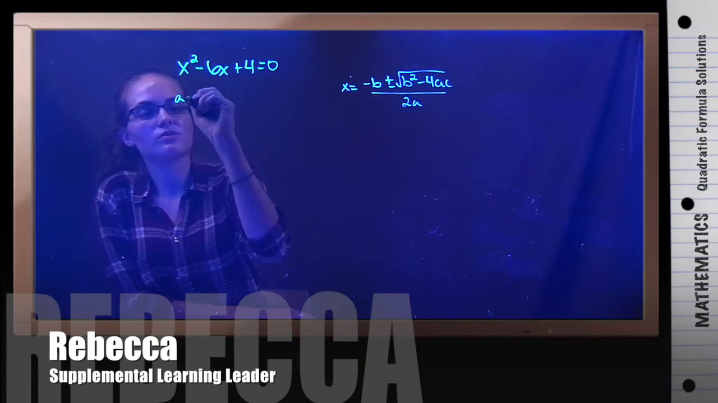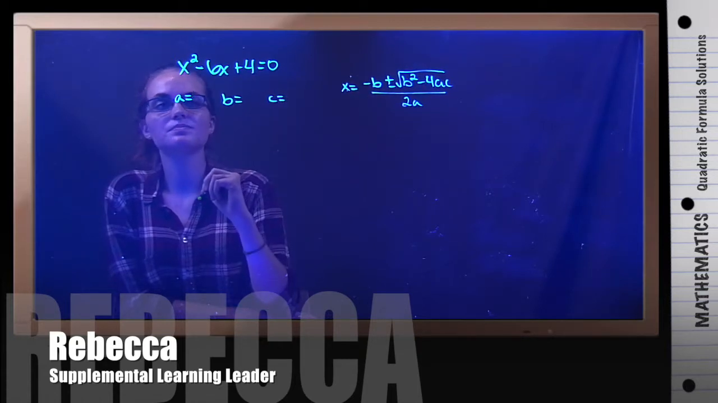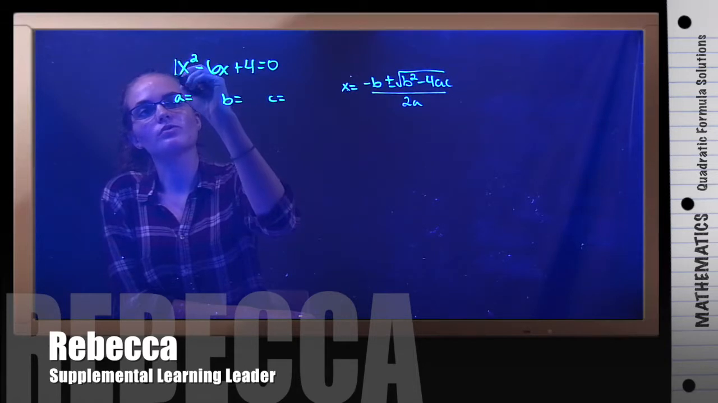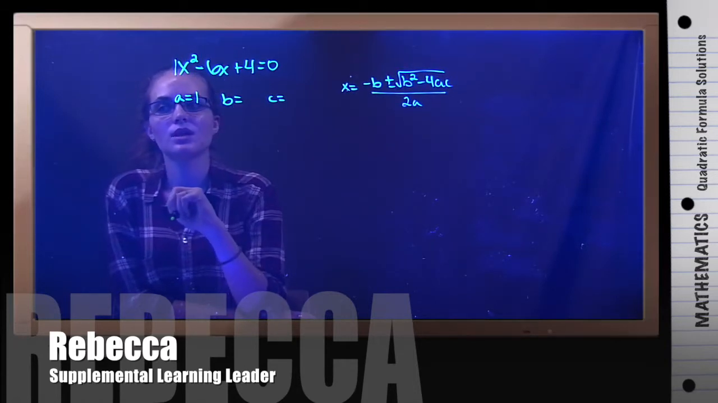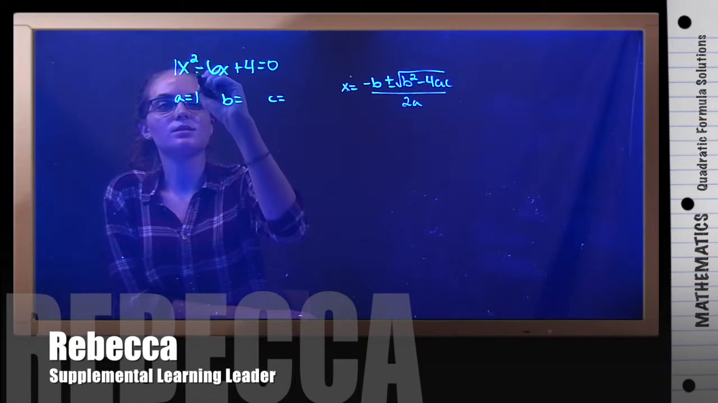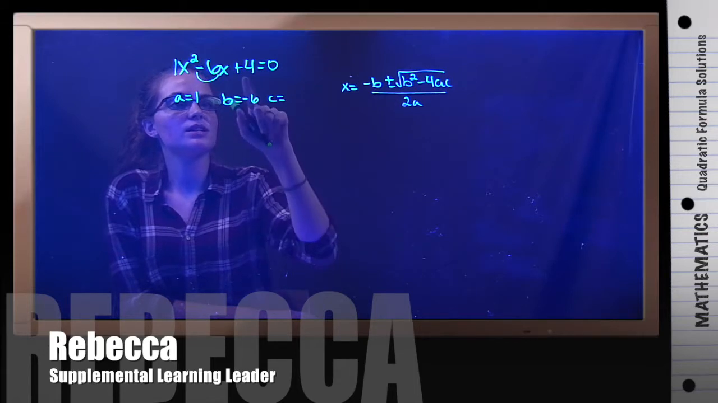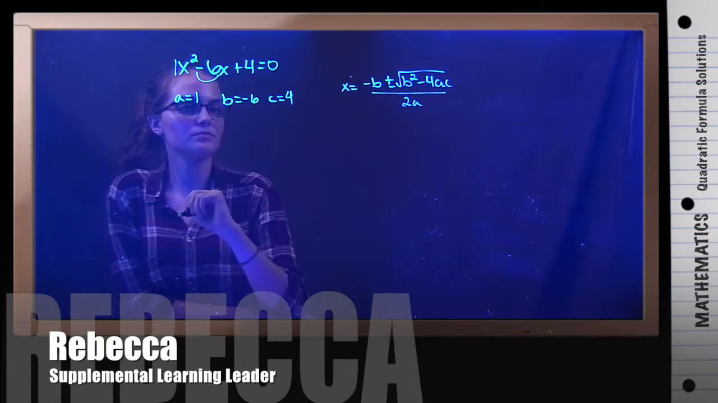And then we have to figure out what a, b, and c actually are. Even though we can't see it, there is actually a 1 right there. It's not 0. So our a is 1. And then our b is this number right here, which is negative 6. And our c is the last constant, which is positive 4.